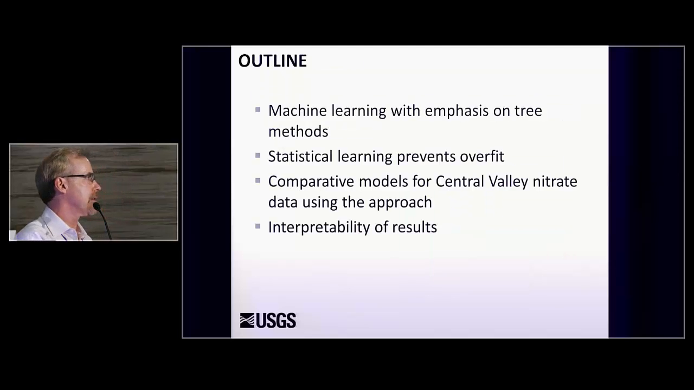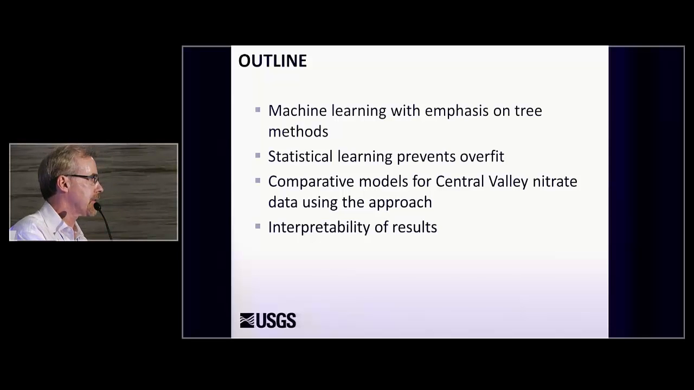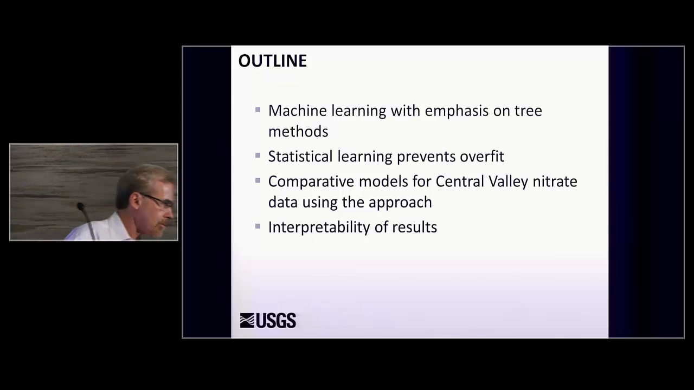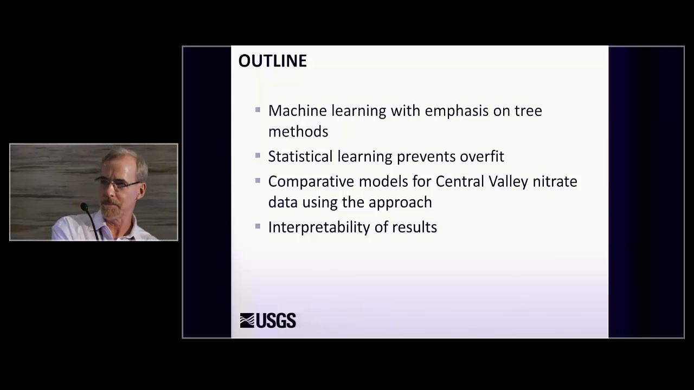So the outline of the talk is I'm going to talk about machine learning with an emphasis on ensemble tree methods. And then I'm going to talk about statistical learning as a way of preventing overfit, and talk about comparative models for the Central Valley nitrate data set that we have collected. So I did mention the word data. And finally talk a bit about the interpretability of the results, because there's a conception with machine learning methods that they're black boxes, but I think we can maybe push that a little bit and see if we can use these for a certain amount of interpretation. So we'll see.